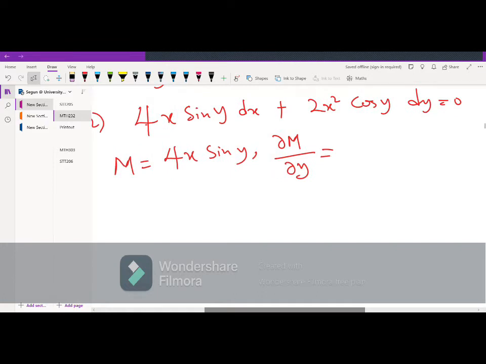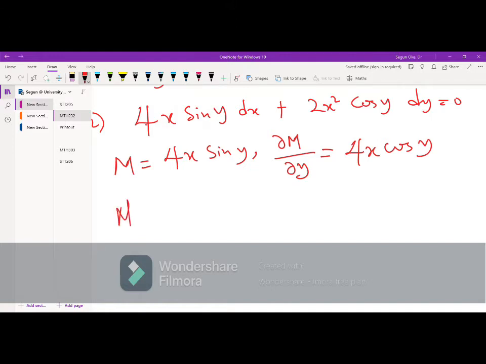So how do we differentiate this, the ∂M/∂y? Anybody? When you differentiate sin y, what do you have? cos y. When you differentiate x, it is plus 1. Yes, so you have it to be 4x cos y. That's all. Please mute yourself in case your background is noisy.